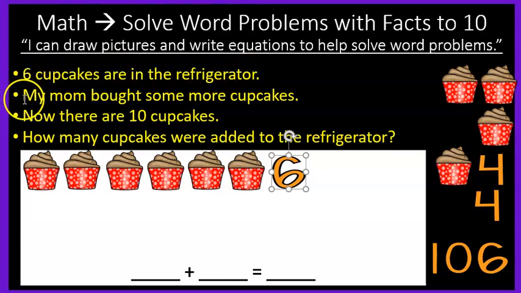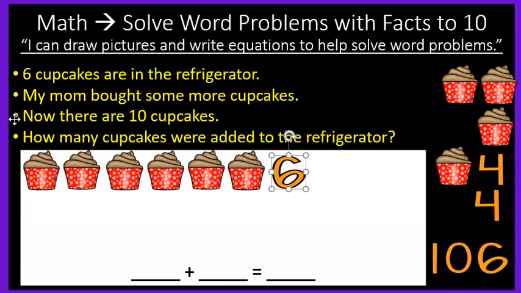We just come now to this next statement and we read it. Read it with me. Here we go. My mom bought some more cupcakes. What did Mom buy? She bought some more cupcakes. Good job. So we keep reading, okay? Because there's no number here. All it's telling us is Mom bought some more cupcakes and she put it into the refrigerator.